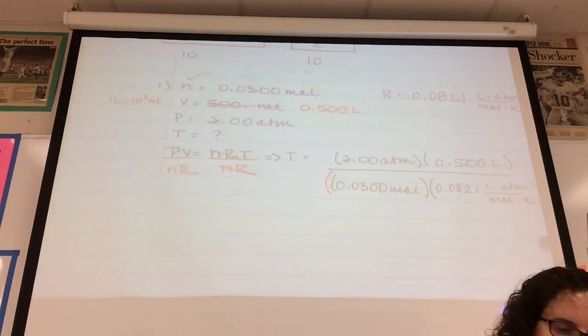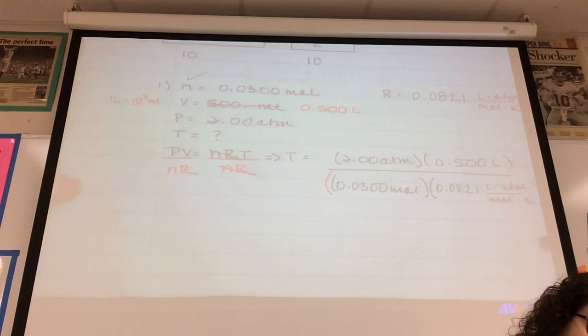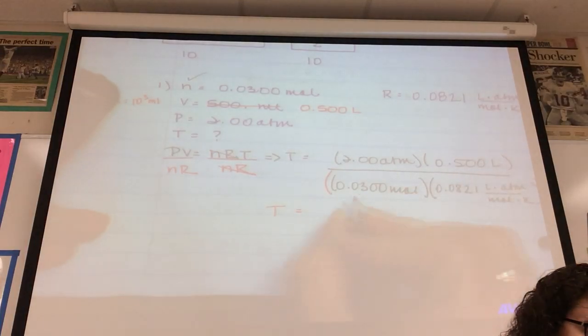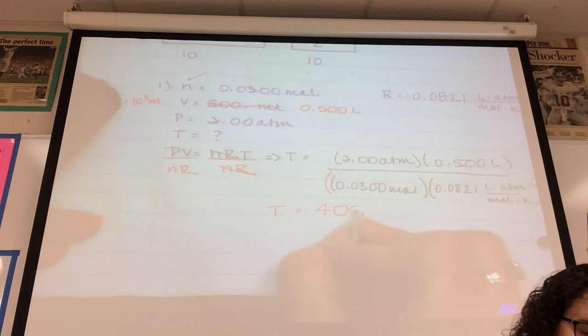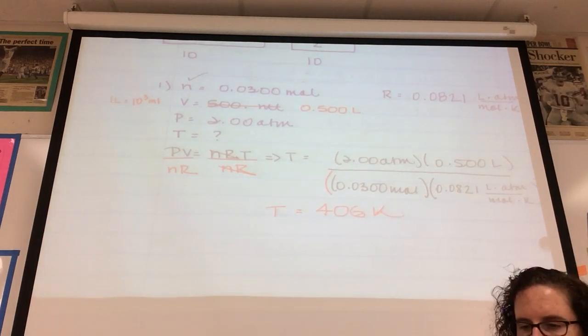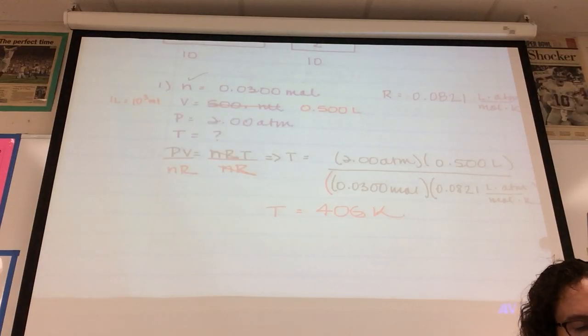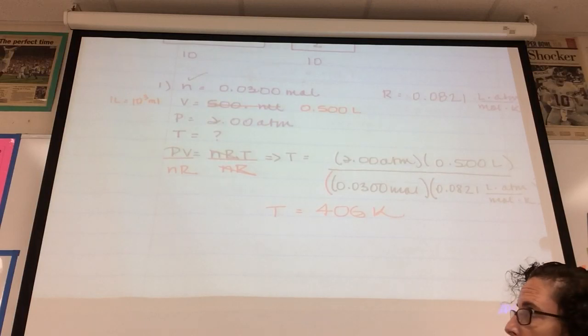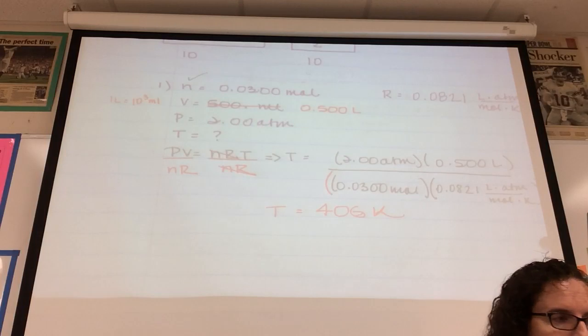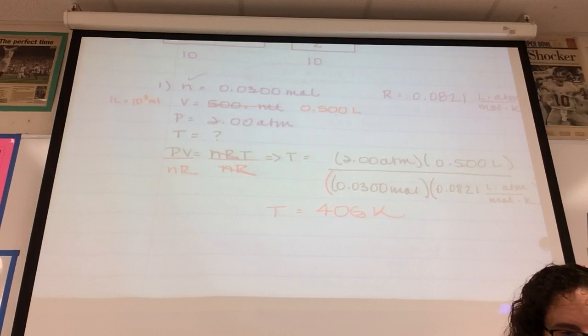So you have 1 divided by open parentheses 0.03 times 0.0821 close equals, and you have 406 Kelvin. And again, once you pull your variables out, make sure the volume is in liters. If you're given temperature, make sure that's in Kelvin. And then it's just a plug and chug situation. And I think you'll be very, very solid in this type of simple calculation.